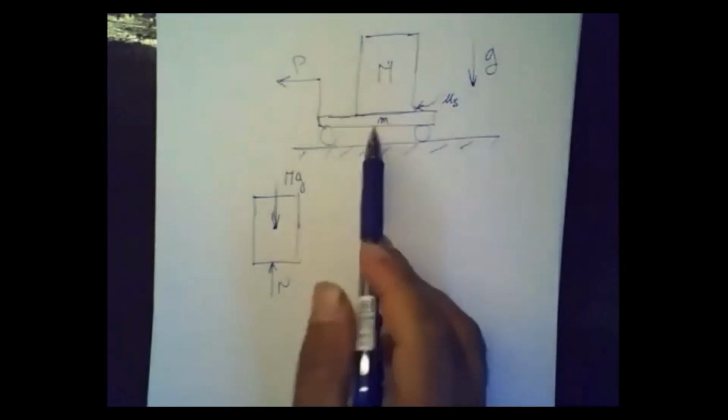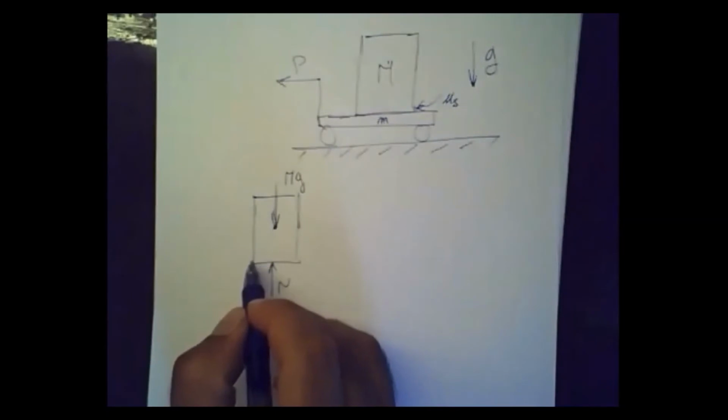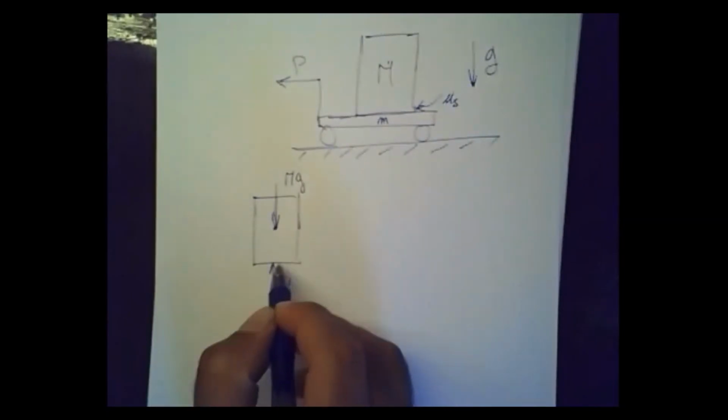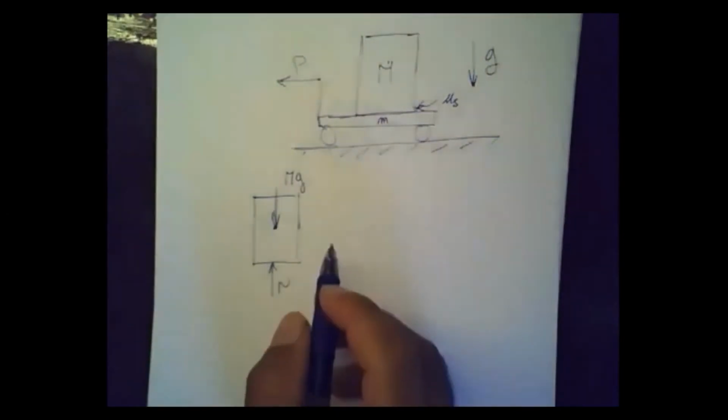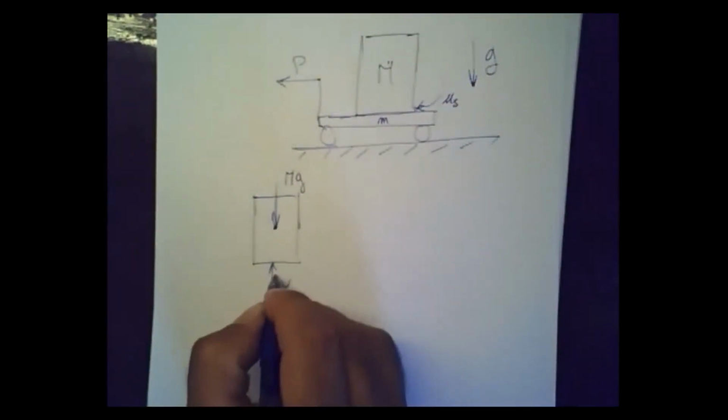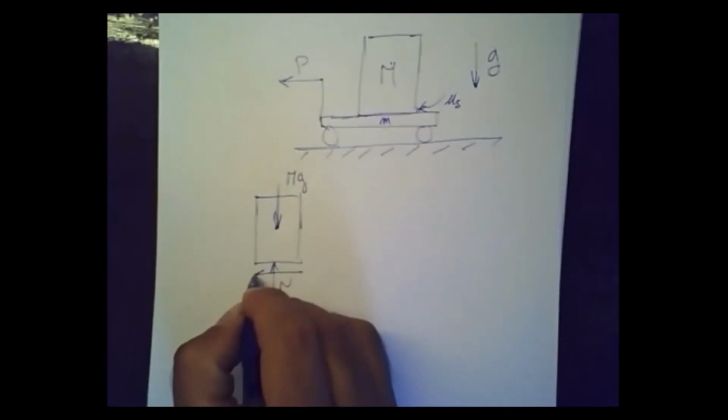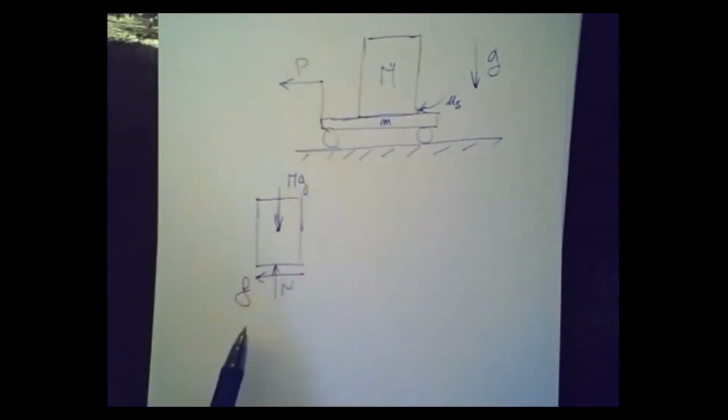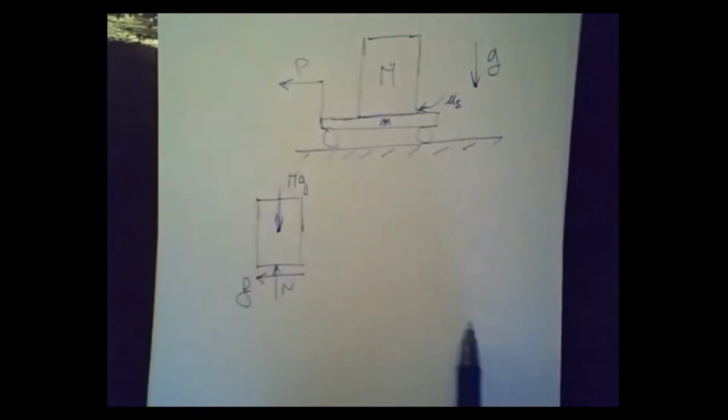Friction. Should I put P? Can I put P here? No, not P. What am I missing here? So μs times mg. Okay, is the friction like that, or is it in the opposite direction? The opposite.